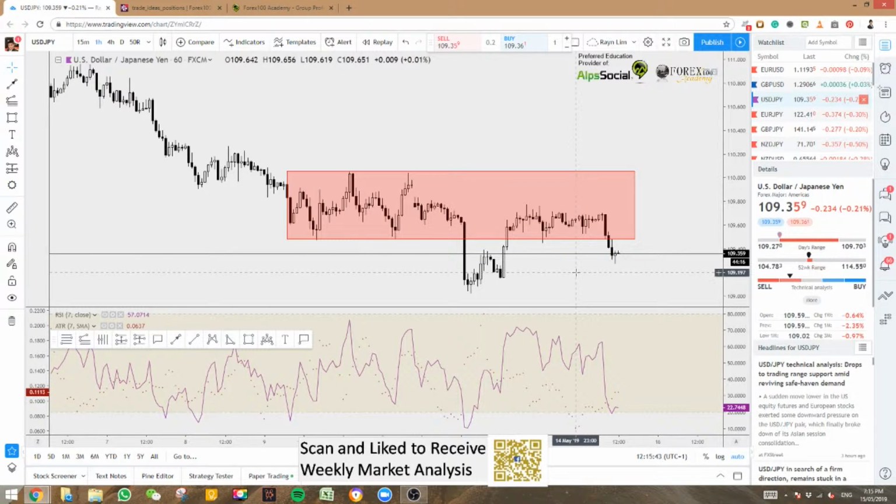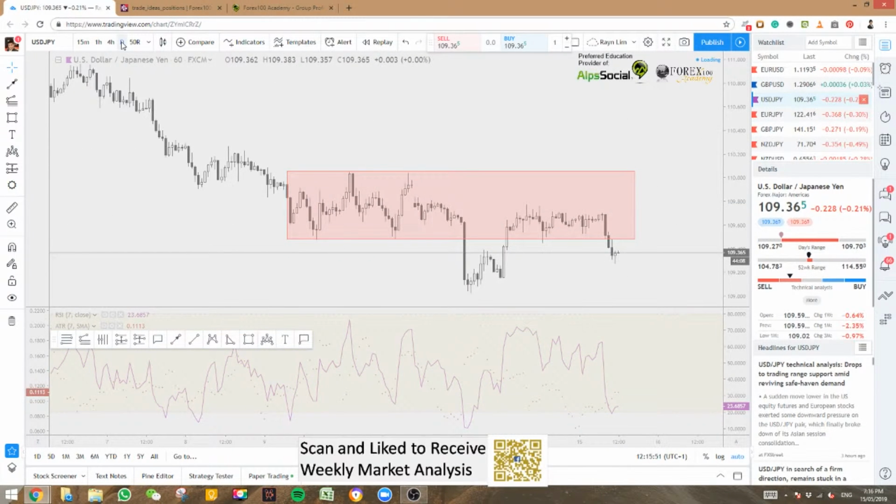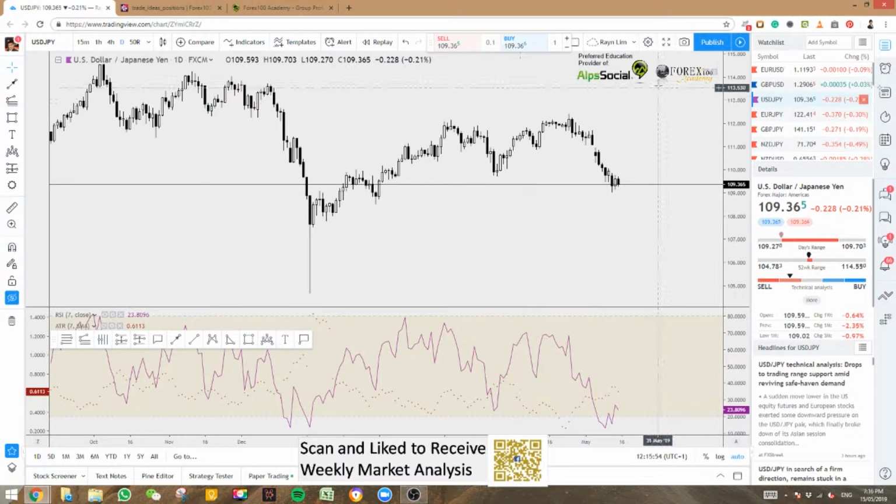So basically nothing much for me. I'm just waiting for a retest back into the sell zone for a shorting opportunity on dollar yen. Let us head down to euro yen up next.